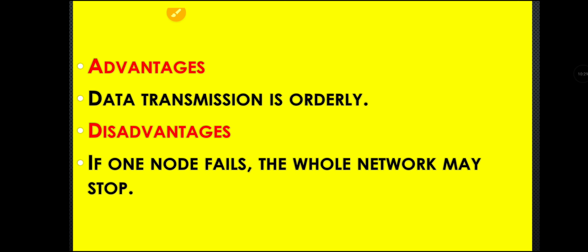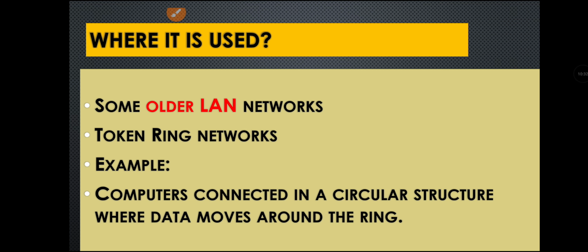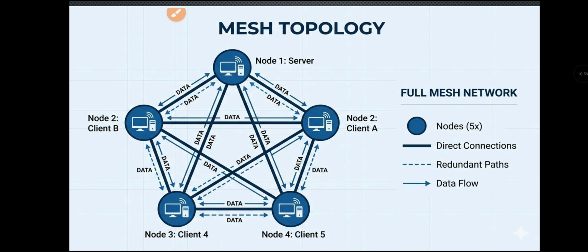I hope all my dear students have understood. Sorry, there is still a little bit I have to cover: where we use ring topology. We use ring topology in some older LAN networks, that is older local area networks, and for token ring networks. Example: computers connected in a circular structure where data moves around the ring. In that area we use ring topology. The next important type of topology, the arrangement of computer systems, is mesh topology.